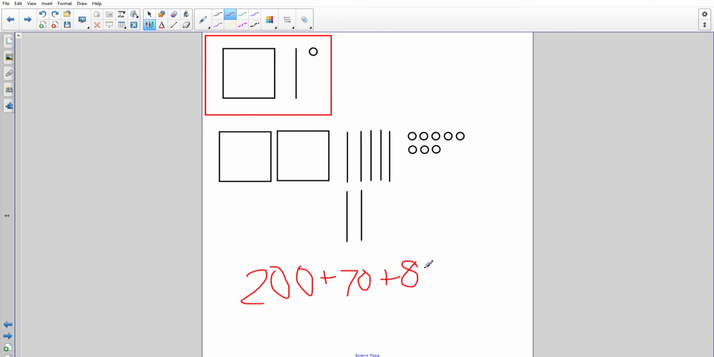So if I put those together, this picture represented by 200 boxes, 7 10 sticks, and 8 ones is the same as 200 plus 70 plus 8. So I'm going to put a 2 in the hundreds place, a 7 in the tens place, and an 8 in the ones place, giving me the number 278. And that is what this represents.